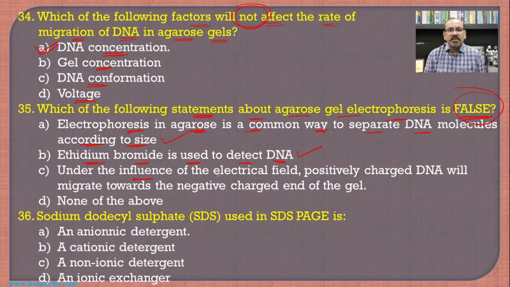Then under the influence of the electrical field, positively charged DNA, see now, positively charged DNA will migrate towards the negatively charged end of the gel. The DNA is not positively charged, it is negatively charged, and hence this is wrong or false, and none of the above, and hence our answer for this question becomes C.